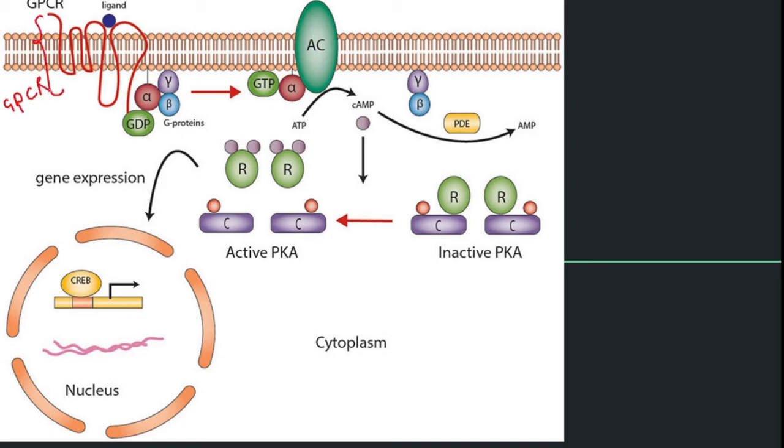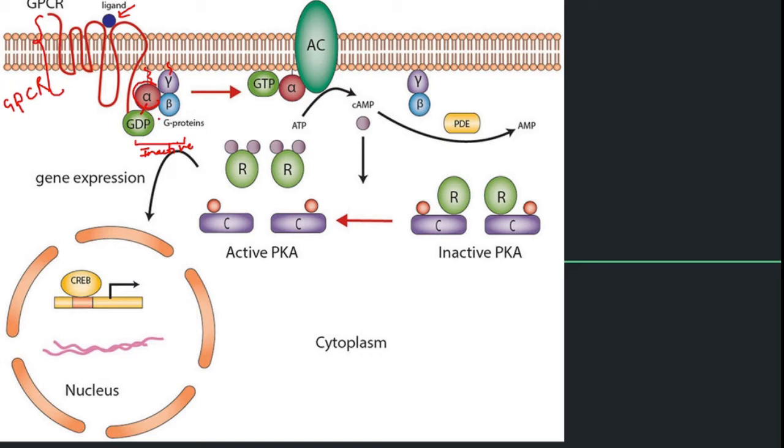This is a GPCR. When the ligand is bound to the GPCR, the G protein gets activated, which was previously inactivated. This is a G protein which has three subunits, the largest being alpha, then beta and gamma. Gamma and alpha are associated with the plasma membrane. Beta is not directly associated with the plasma membrane.